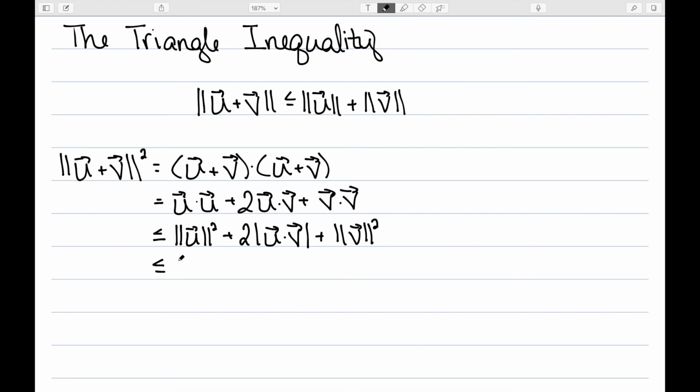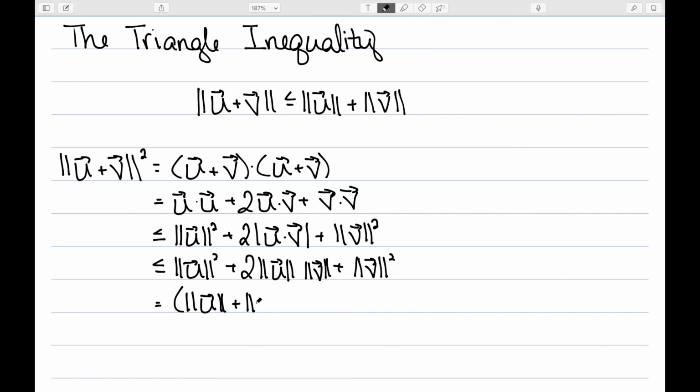I'm then going to use my Cauchy-Schwarz inequality, which says the absolute value of u dot v is less than or equal to the length of u times the length of v. From there, I can actually factor this: the length of u plus the length of v, squared. And then taking the square root of both sides gives me my triangle inequality.